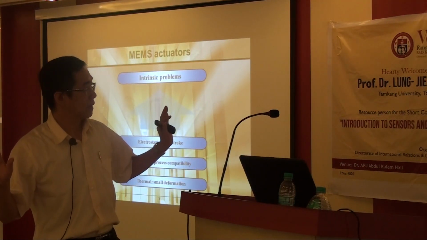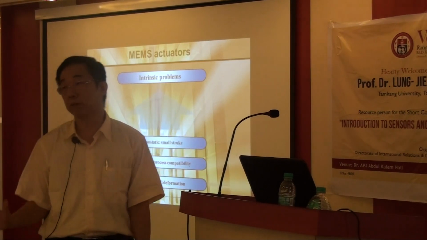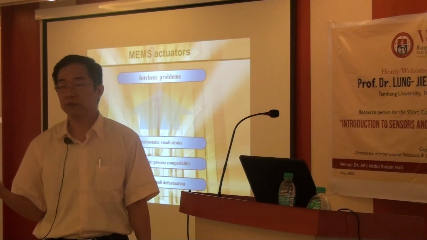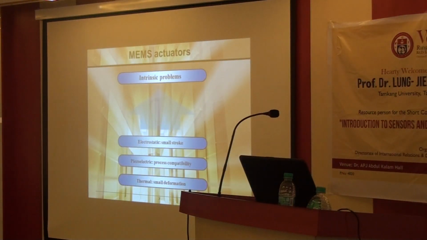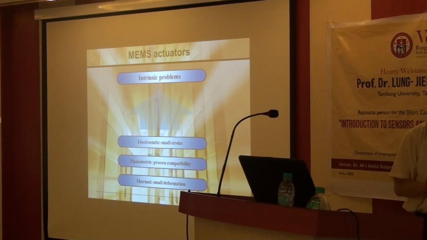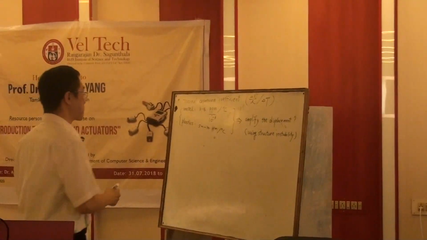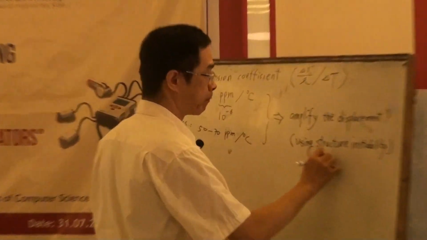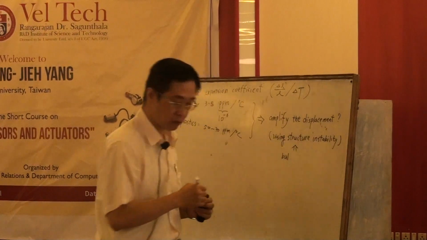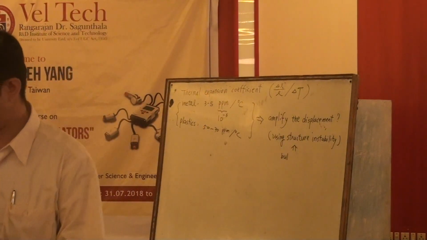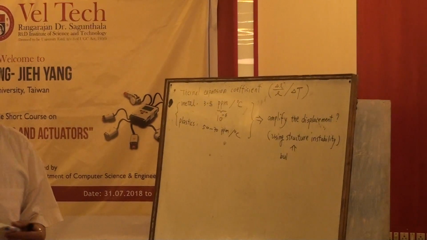For our thermal expansion, it's very small, so we want to make it larger. But how to make it larger? The one way we can do is structural instability. What is this structural instability? Here we call it buckle. We use the buckle.